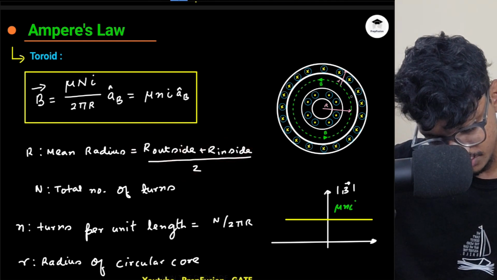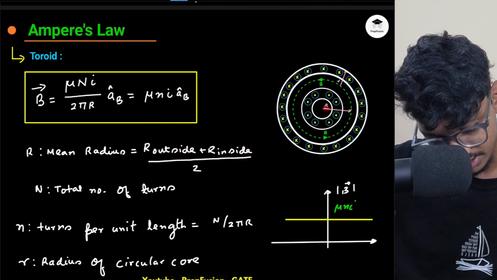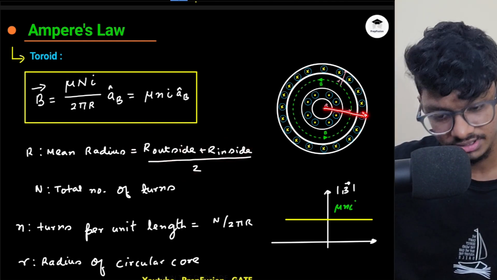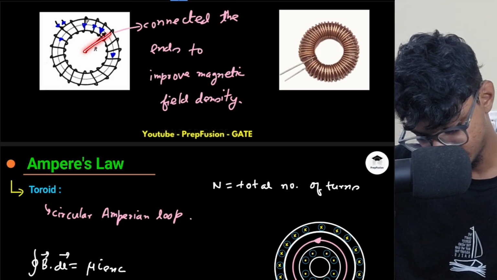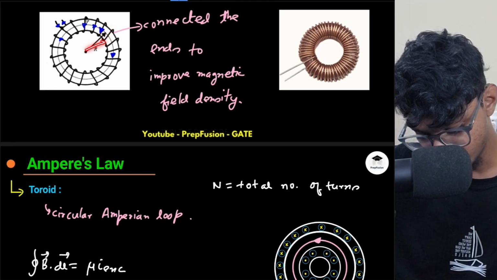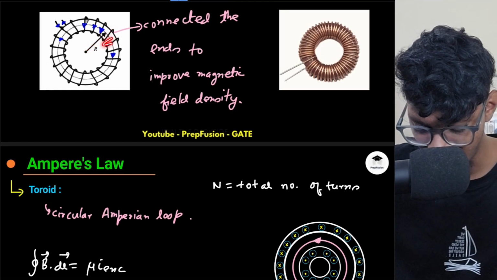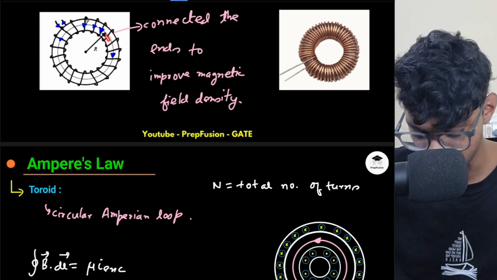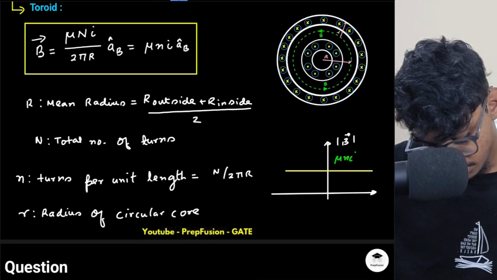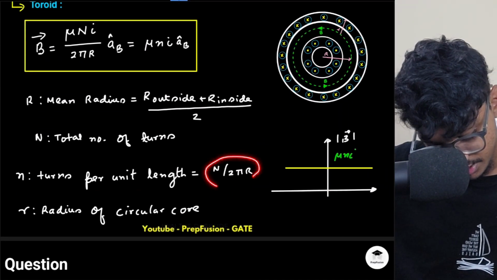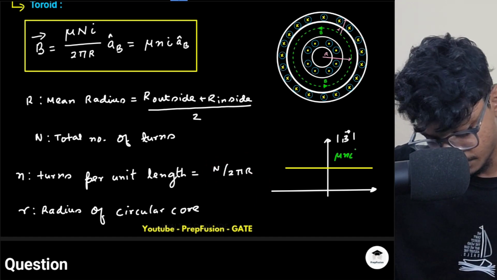R outside is the distance from the center to the outside surface, basically this surface, right? And R inside will be the distance to this one, and the mean is simply the average, the arithmetic mean of these two in between. And n is the number of turns per unit length, which is given as N by 2 pi R, and you can compute the other thing.